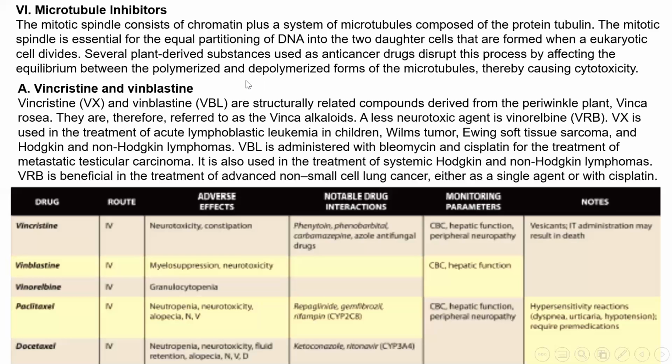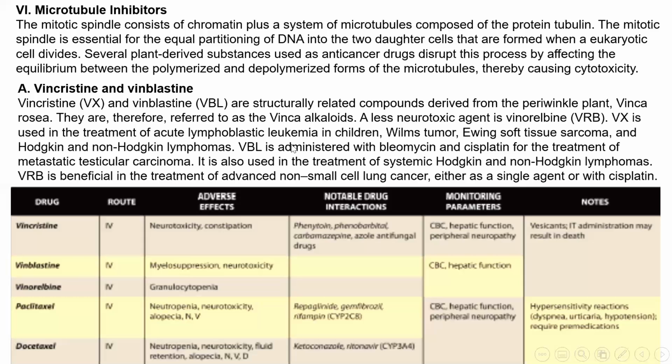So originally we are targeting polymerization and depolymerization of microtubules. It means forming the microtubules and then depolymerization of the formed microtubules. The first agents that we have in this class are vincristine and vinblastine, and these are vinca alkaloids. Then there is a new agent that has been developed in this category called vinorelbine, and vinorelbine is also a vinca alkaloid and works by a similar mechanism.